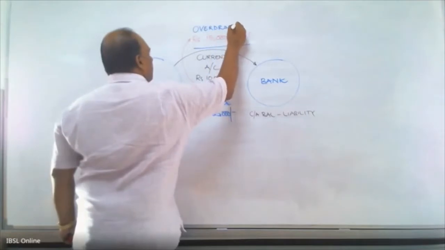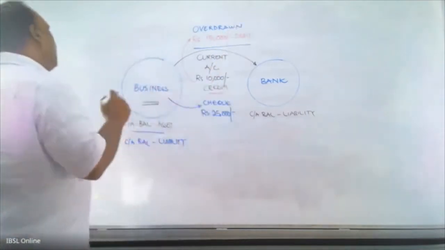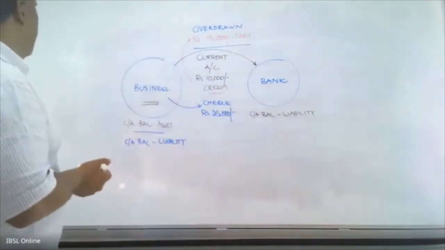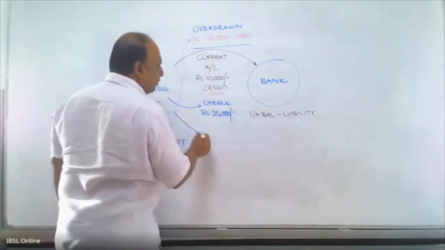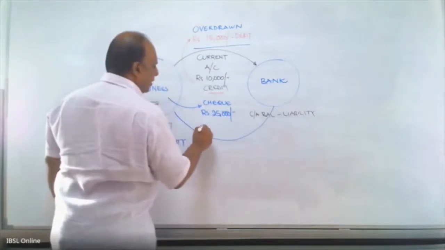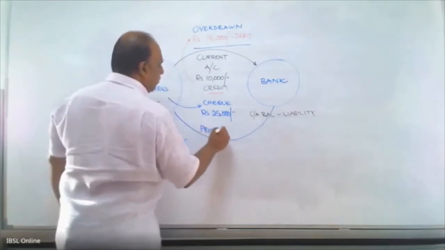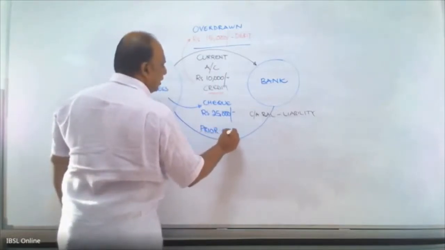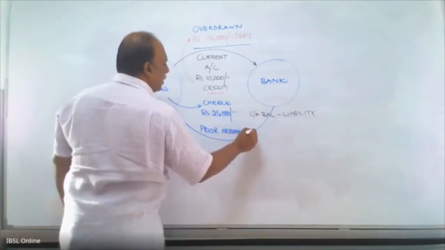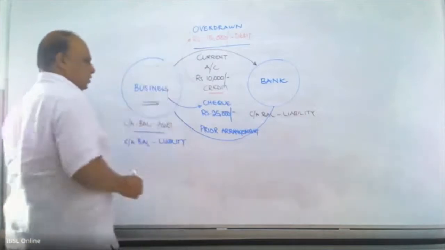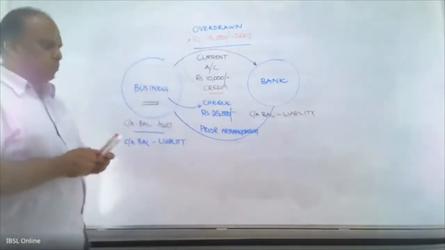That is what one person said. You become overdrawn. But in order for you to become overdrawn, you need to have a prior arrangement. You have to have an arrangement with the bank. Look, I will overdraw this account up to this much. That is what banks do.